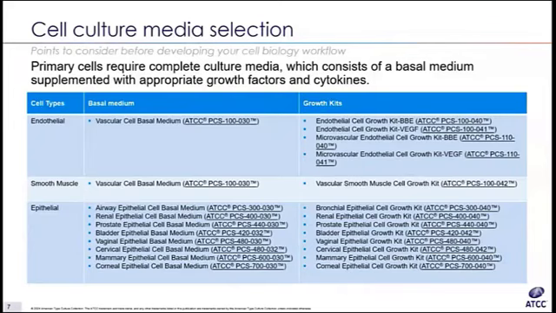Next, we have epithelial cells. These cells line the cavities of glands and organs in the body and also cover flat surfaces such as the skin. Given the diversity of tissues in which these cells are found, there are a similarly diverse offering of basal media and growth kits tailored to the tissue of origin for these cells.